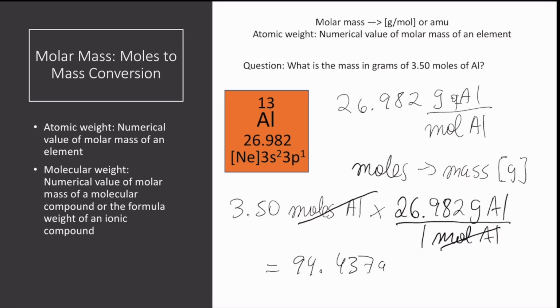94.437 grams of aluminum. We see that we are starting with three significant figures for the moles of aluminum, so the final answer must have three significant figures. So the fourth digit is 3, which rounds down to 4 for the third digit. So we get 94.4 grams of aluminum for our final answer.